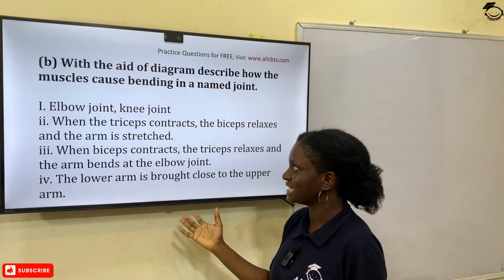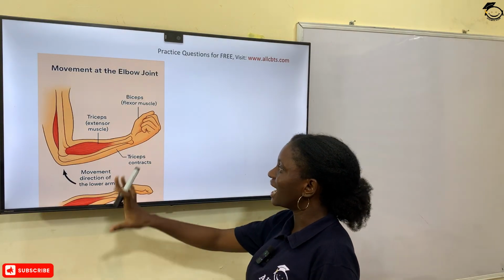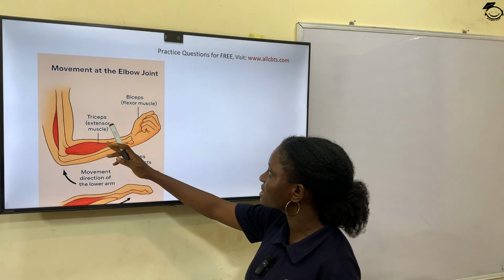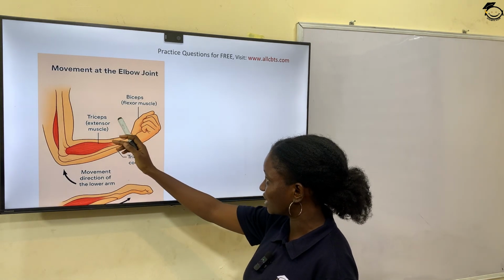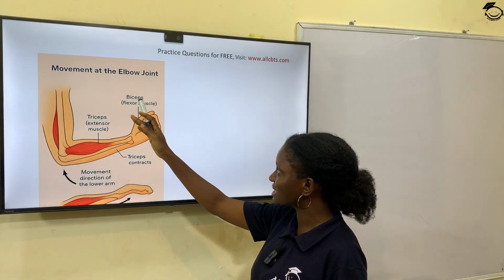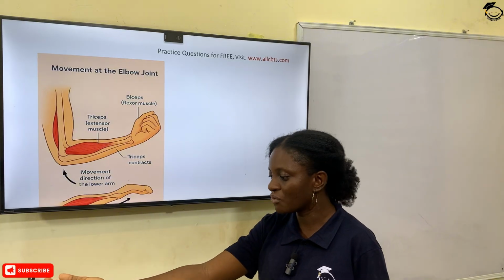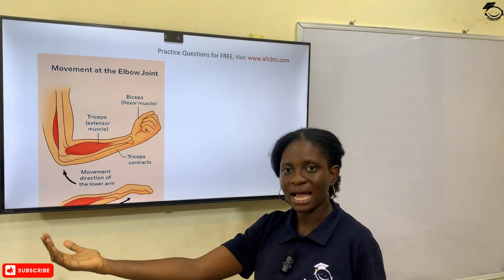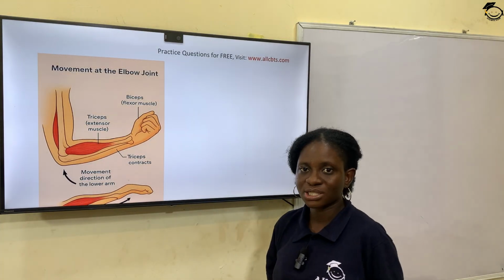So let's look at the diagram. This is just an illustration of what was explained earlier. You see the triceps and the biceps, they work in opposites. When this contracts, this relaxes, and when this relaxes, this contracts. And there's movement in terms of stretching and in terms of the lower arm moving to the upper arm. So the next question.